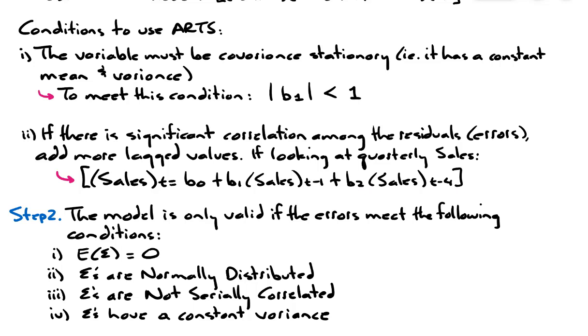So what we want is we want the model to be capturing these correlations to prior values rather than the errors. So by adding this lagged value or the seasonal lag, now the model is capturing what happened 4 quarters ago. Step 2.